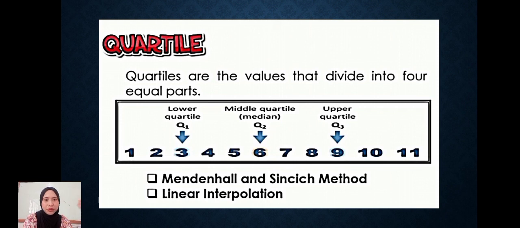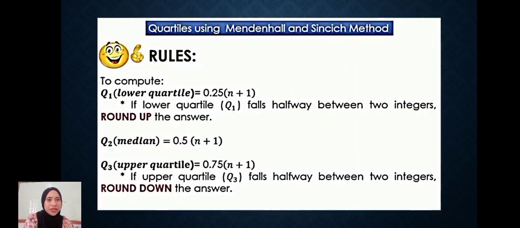So just remember, if Q1 falls halfway between integers, we always round up. While for Q3, if the value falls halfway between the numbers, we always round down the answer. So please take note of this.